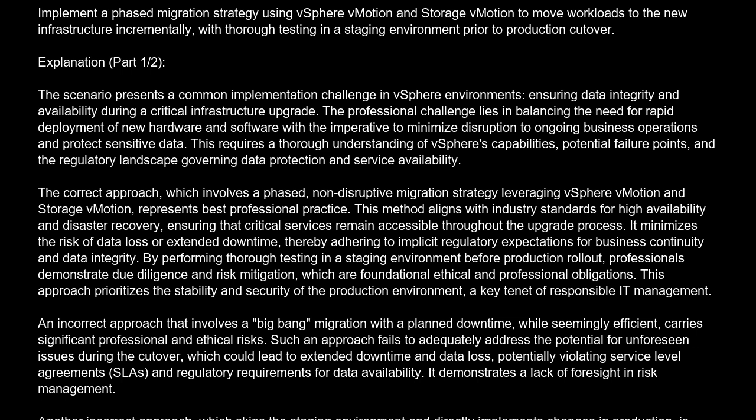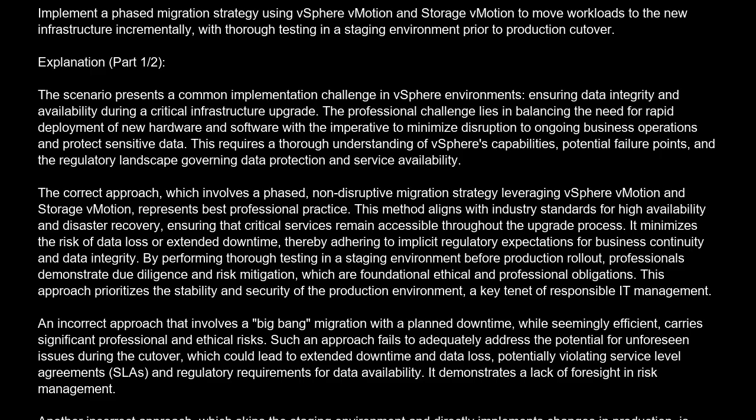This requires a thorough understanding of vSphere's capabilities, potential failure points, and the regulatory landscape governing data protection and service availability. The correct approach, which involves a phased, non-disruptive migration strategy leveraging vSphere vMotion and storage vMotion, represents best professional practice. This method aligns with industry standards for high availability and disaster recovery, ensuring that critical services remain accessible throughout the upgrade process. It minimizes the risk of data loss or extended downtime, thereby adhering to implicit regulatory expectations for business continuity and data integrity.